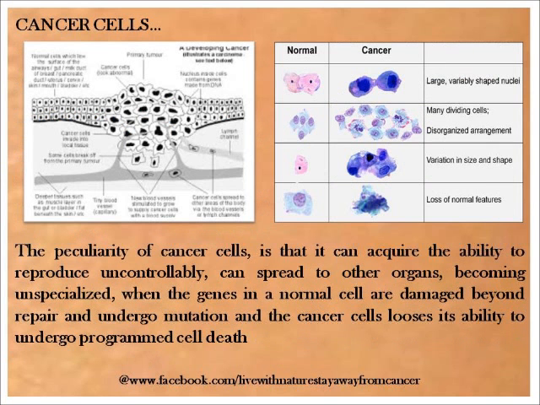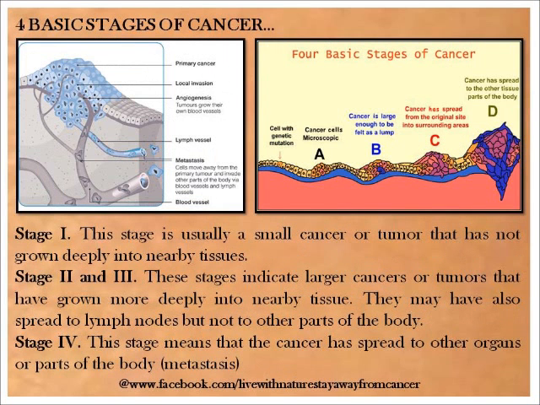The peculiarity of cancer cells is that they can acquire the ability to reproduce uncontrollably and can spread to other organs, becoming unspecialized. When the genes in a normal cell are damaged beyond repair and undergo mutation, cancer cells lose their ability to undergo programmed cell death.